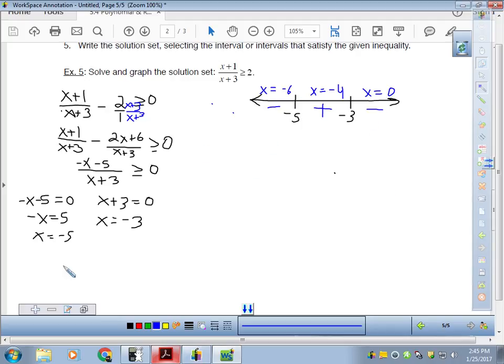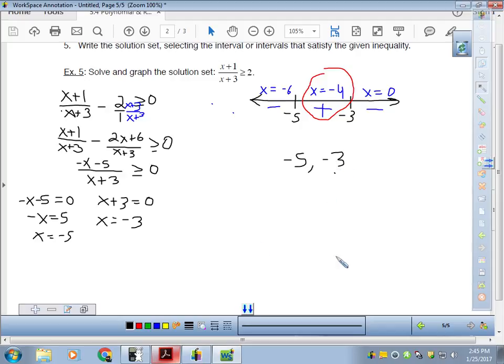So, here are my intervals. I look back at my inequality. It was a greater than or equal to, and greater than means positive. So that means I want this interval right here. I want the interval that goes from negative 5 to negative 3.